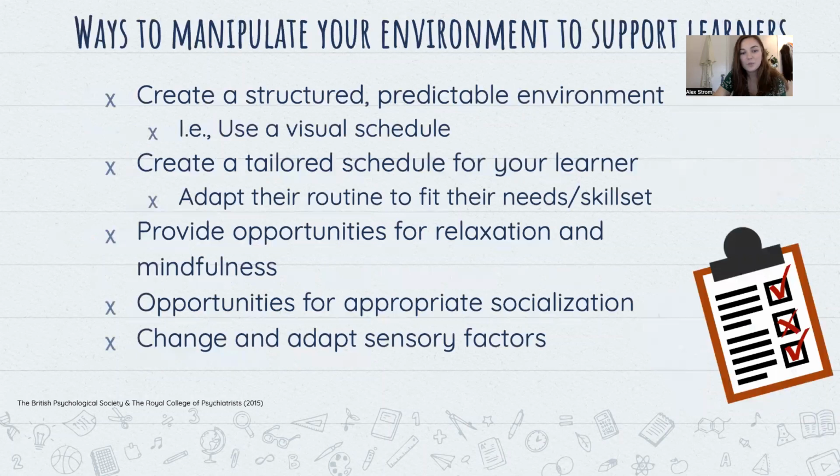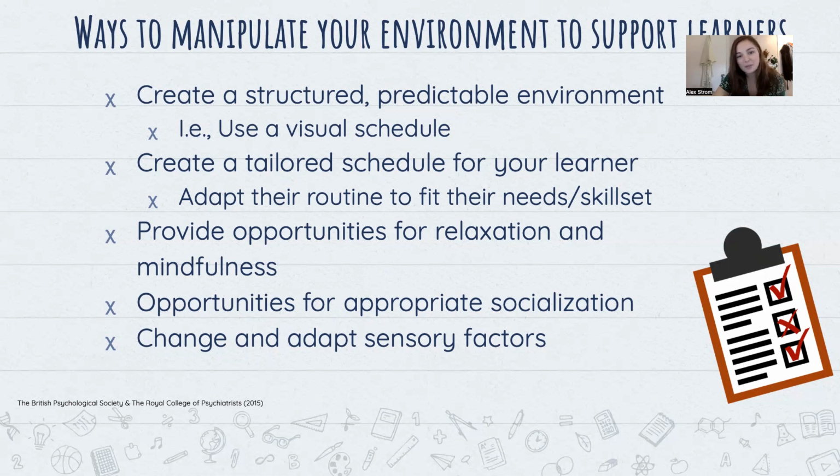Great. One way to manipulate a learner's environment is to create a structured and predictable space, routine, and/or schedule for them. We can do this by incorporating visual schedules, which we'll discuss later on, and a tailored routine to fit their current skill set. Not every learner with ASD will have the same skills, and that's okay. We need to meet our learners where they're at and make appropriate accommodations for them.